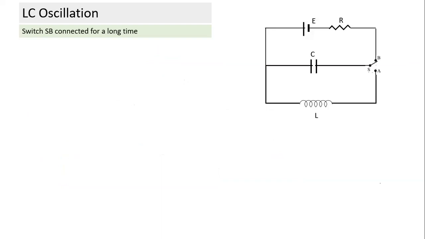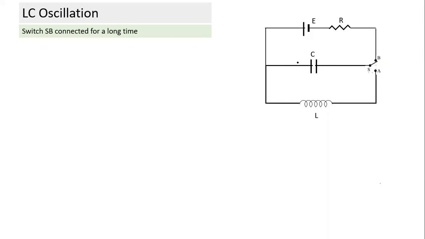So let's see, this is the circuit here. Let's try and understand what the circuit is. Switch S is connected to B. If we connect it for a long period of time, this will be charging of a capacitor. So if we leave it for a long enough time, the capacitor will get fully charged.